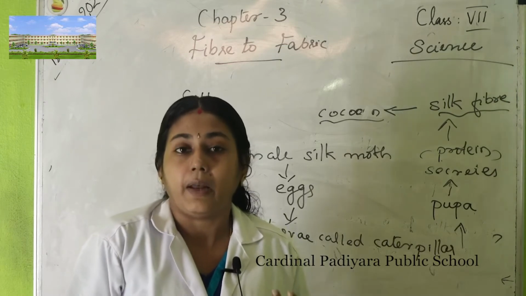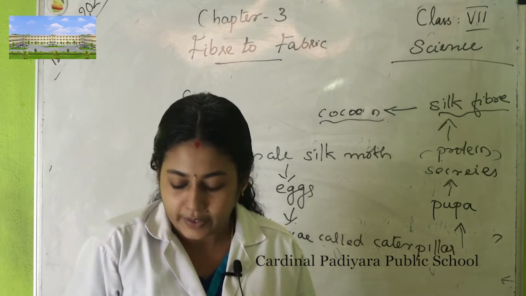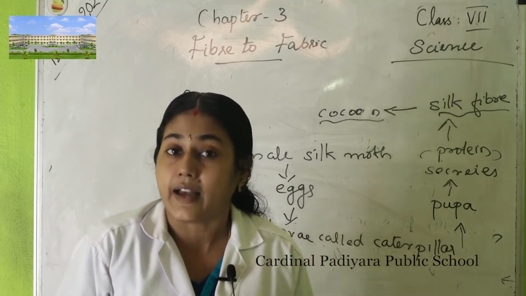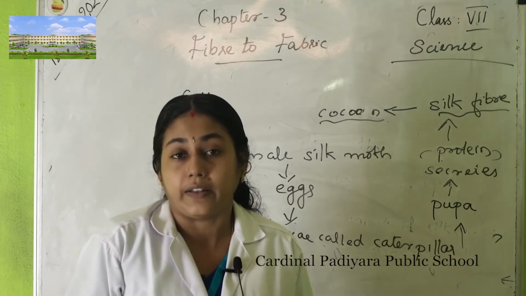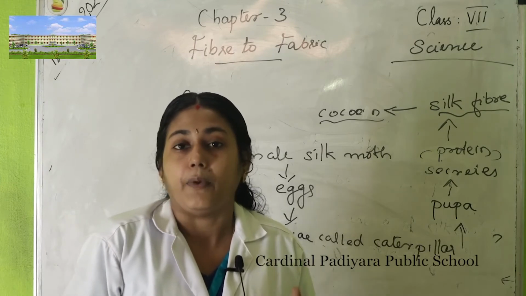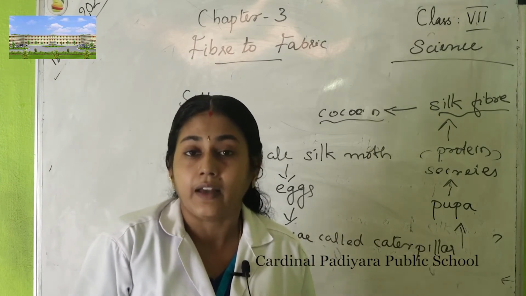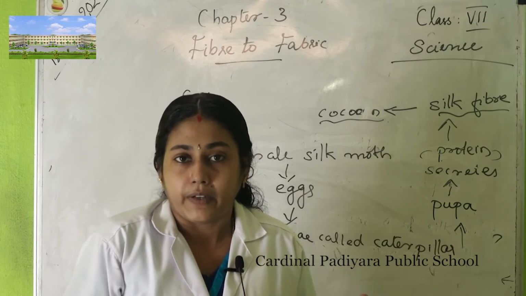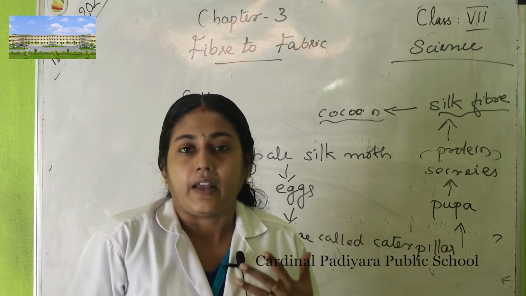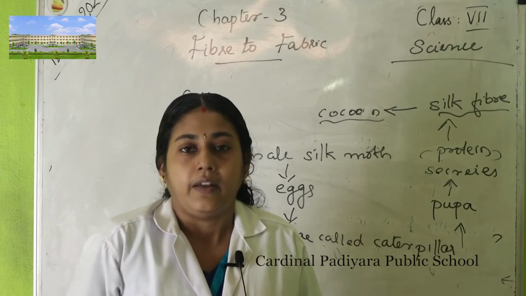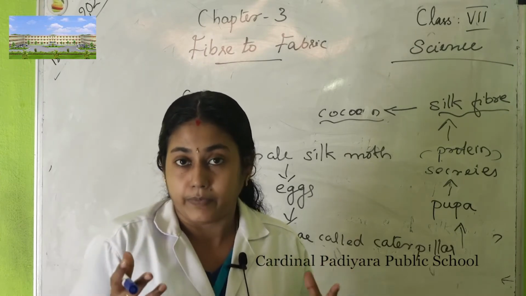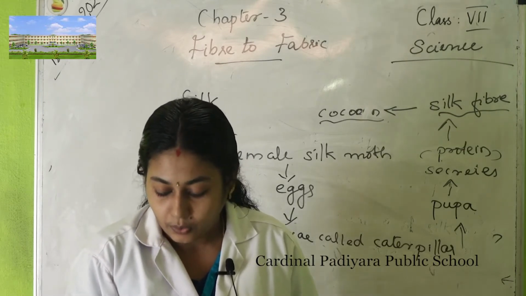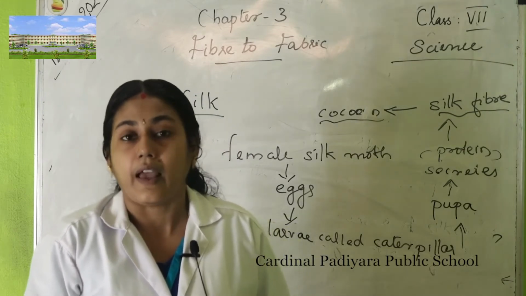The further development of the pupa into a moth takes place inside the cocoon. After complete development, a new silk moth arises from the cocoon. Thus it completes its life cycle.